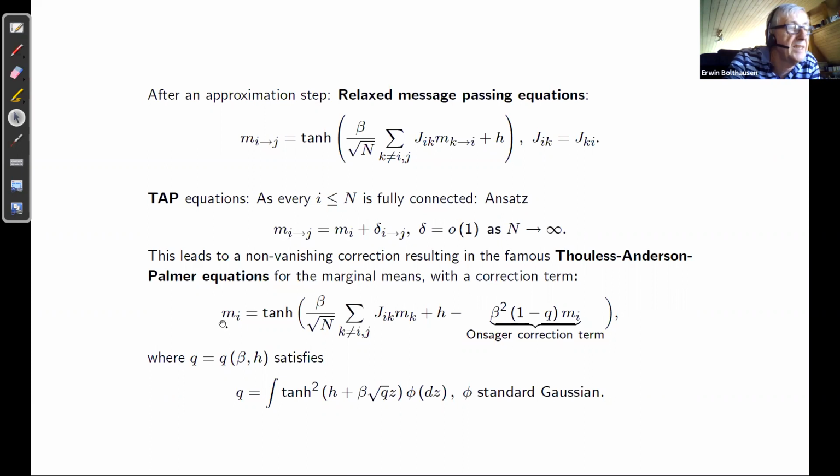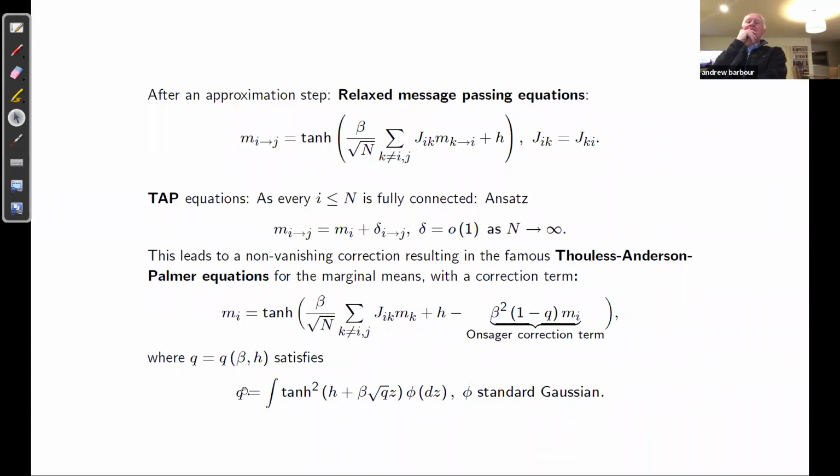So what you are getting is first what you expect, and then you are getting a correction term, which is this famous Onsager correction term here. But in principle, you can start with that and do a little bit of back of an envelope computation, and then you're getting that the correct equations for this m_i should be that. So this is the Thouless-Anderson-Palmer equations. Okay, it's the only equations I know which has 3 Nobel Prize winners in the name, namely Thouless, Anderson and Onsager.